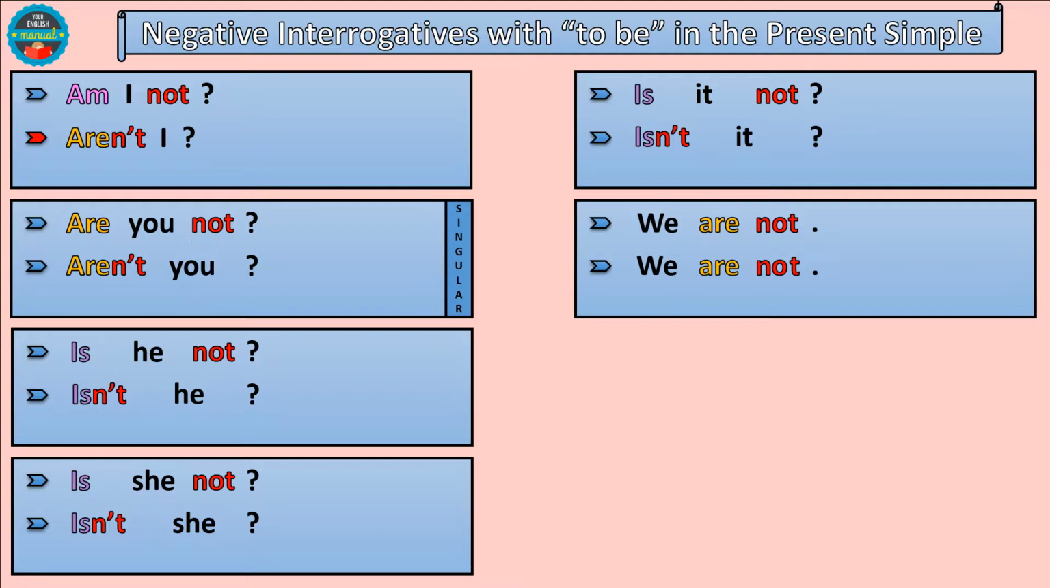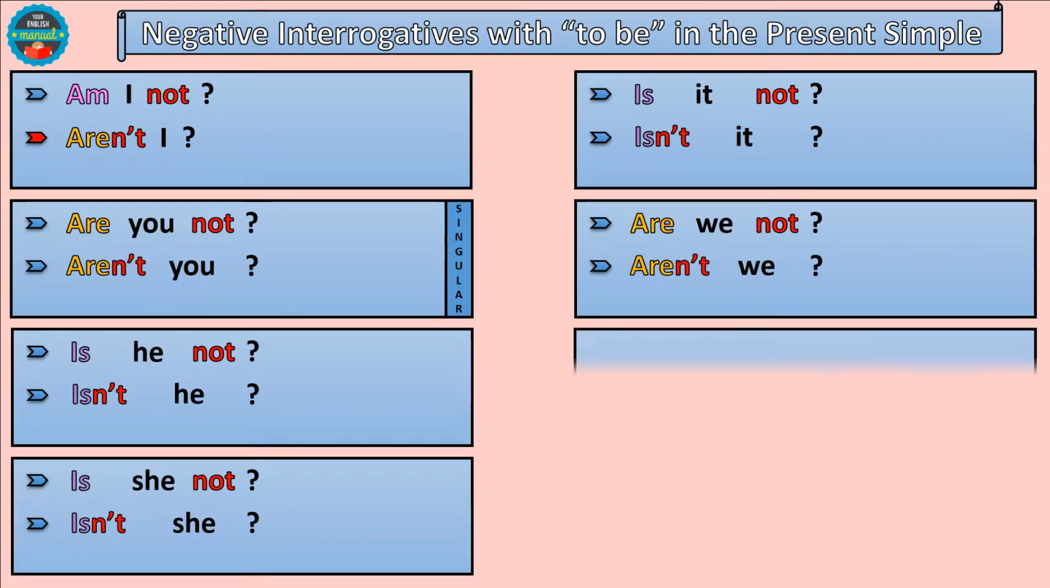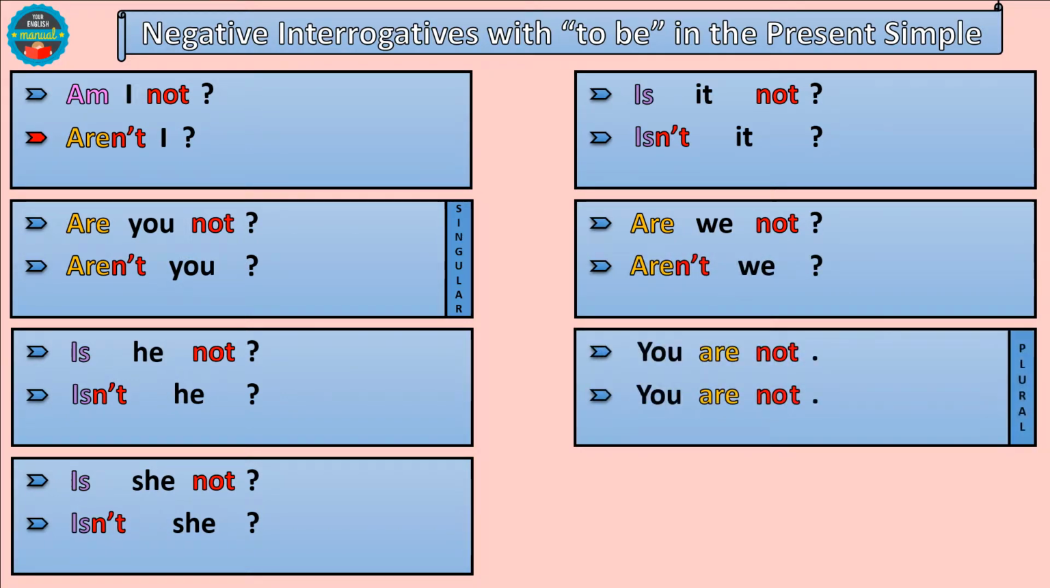We are not, both are we not and aren't we? You are not, both are you not, and aren't you?